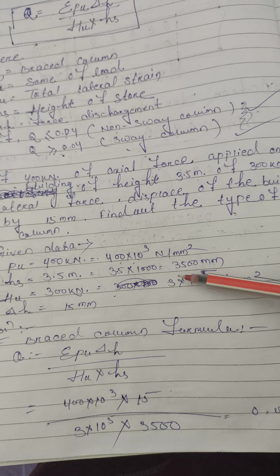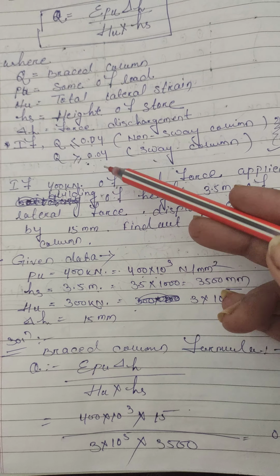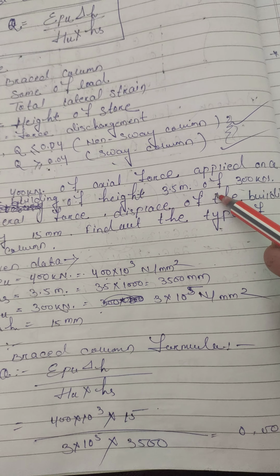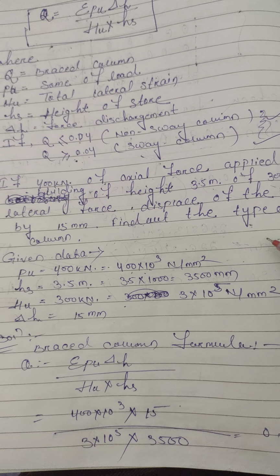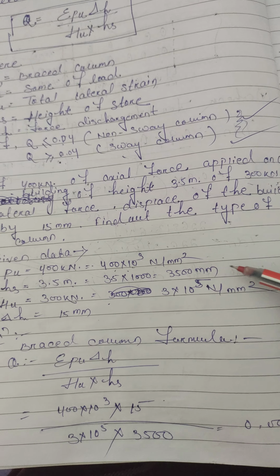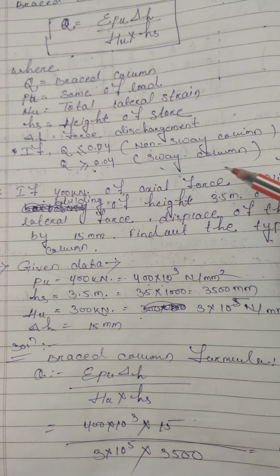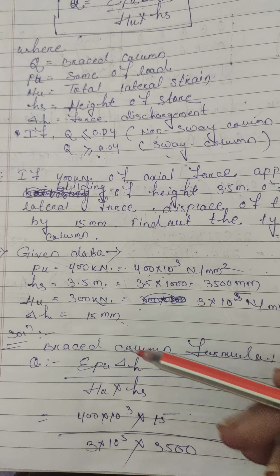3500 mm. So HU equals the total lateral strain, 300 kilonewton, so H equals 300 kilonewton, that is 3 into 10 to the power 5 Newton. The last one is the force displacement, which is 15 mm.